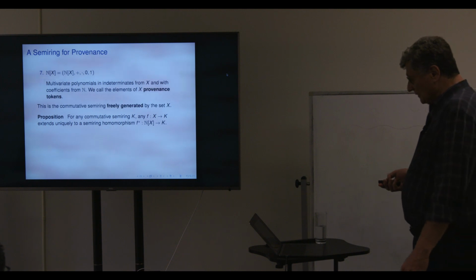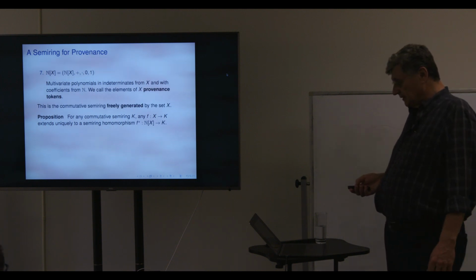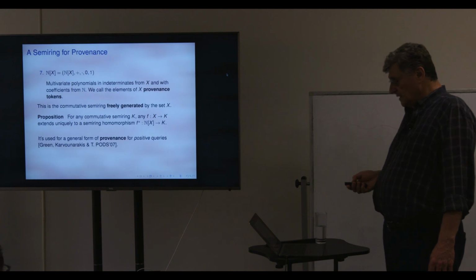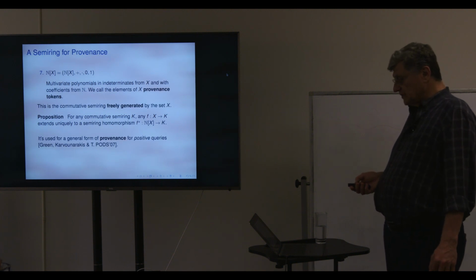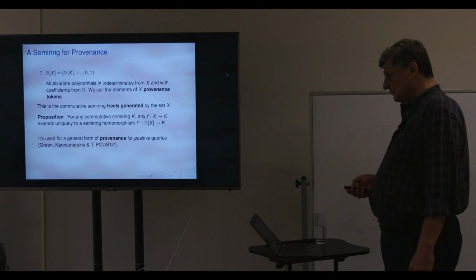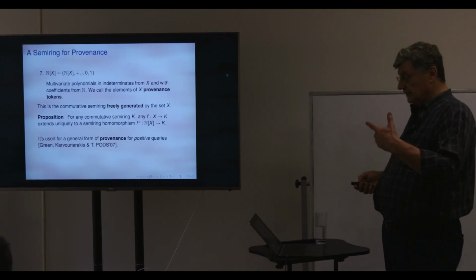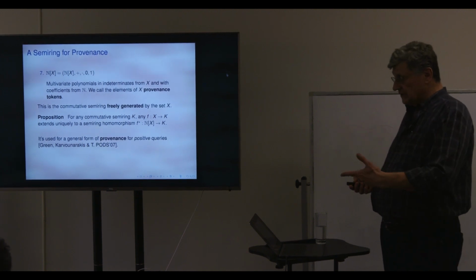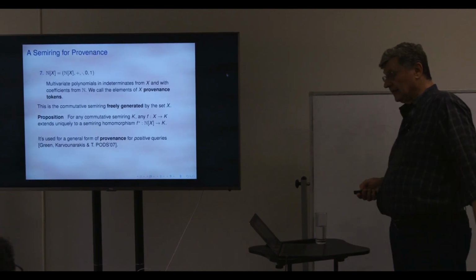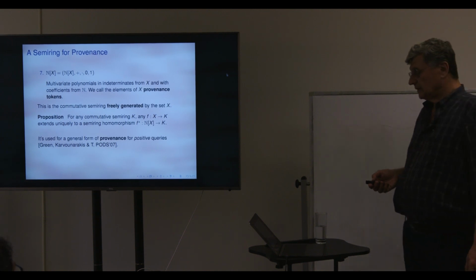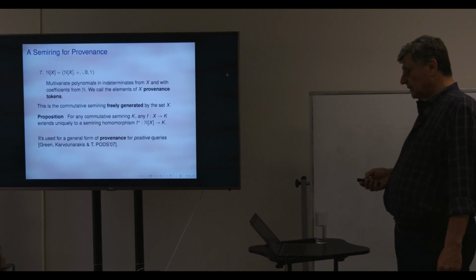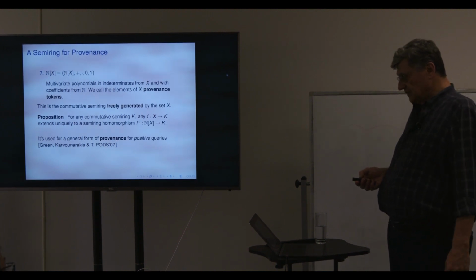Okay, so you have the usual property for the freely generated semiring. This was the one that we used for a general form of provenance for positive relational queries. We even extended it later to Datalog, actually in the same paper, but there, because we wanted the least fixed point, we had to use not polynomials, but power series.